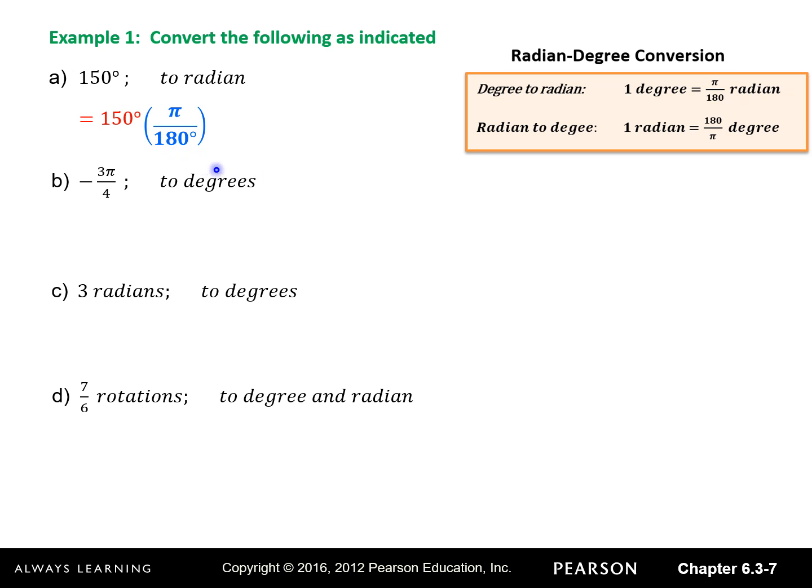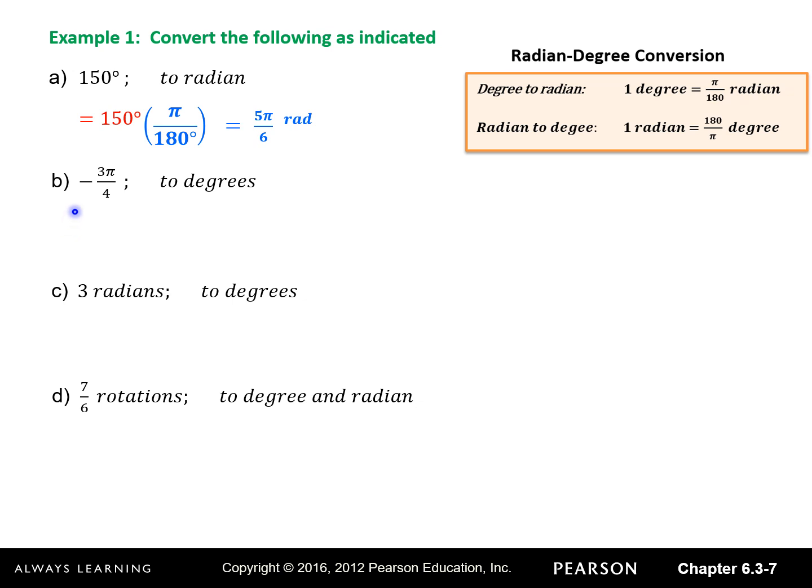So if we multiply this, that will be equivalent to 5 pi over 6. You will simply simplify or get the lowest term of 150 over 180. So it will give you 5 pi over 6, and this will be in radian.